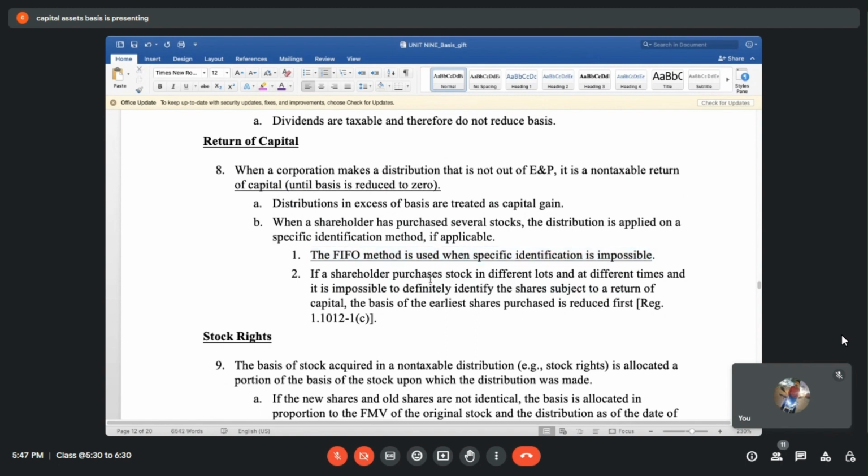And if you are able to identify the different lots, different times, and different prices at which it was bought, then we have to go with a specific lot and see how much return or how much distribution needs to apply to lot A versus lot B versus lot C. If you're not able to do it, just go with, okay, what was bought first. So first in, first out.